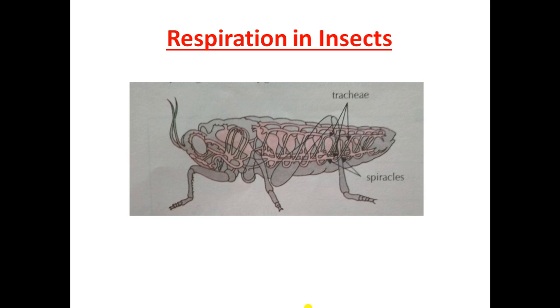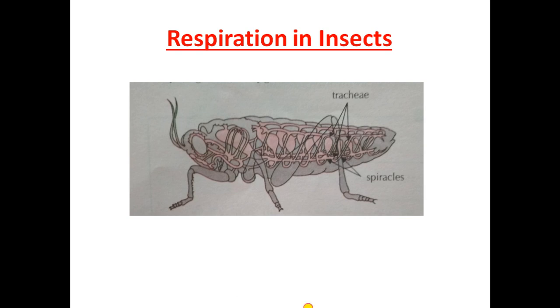Here the oxygen is used to break down the food to produce what? You know, energy and carbon dioxide. This carbon dioxide from the cell goes to the tracheal tubes and moves out of the body through the openings called spiracles. In the same way as us, isn't it?